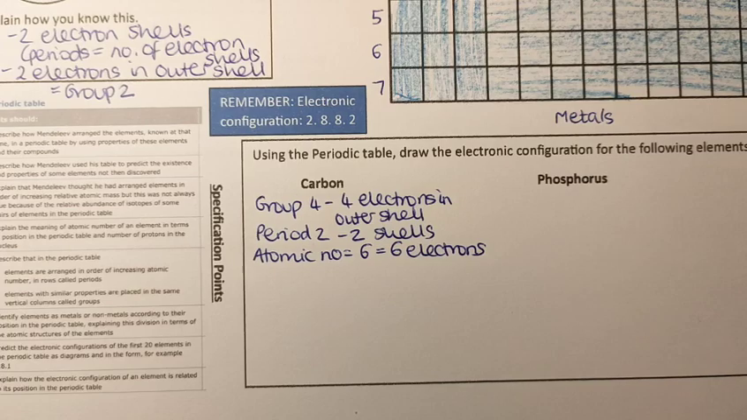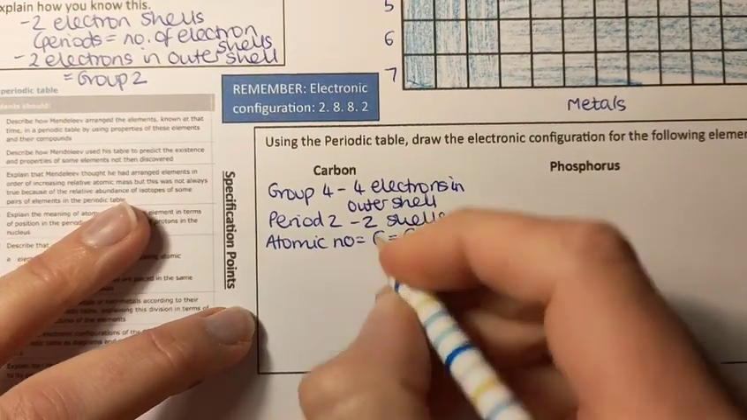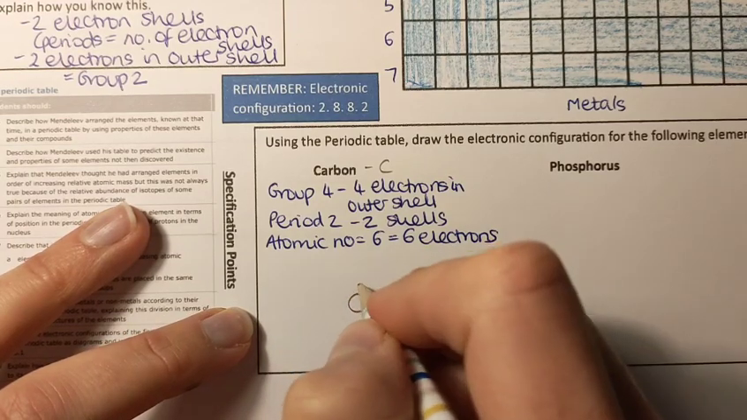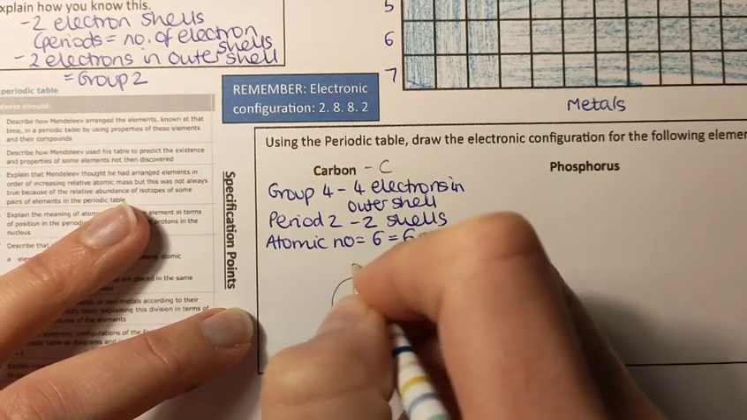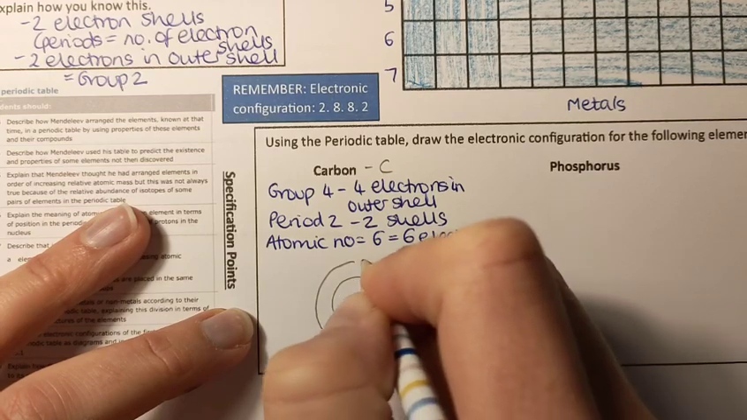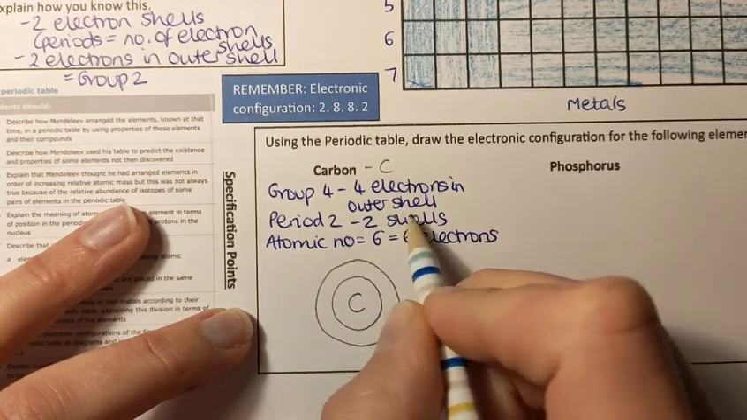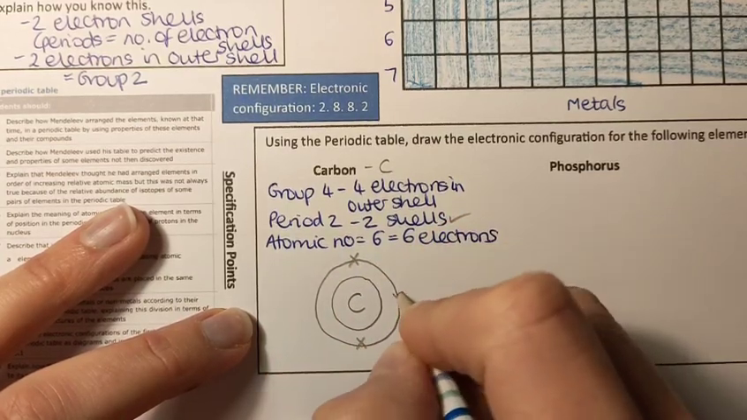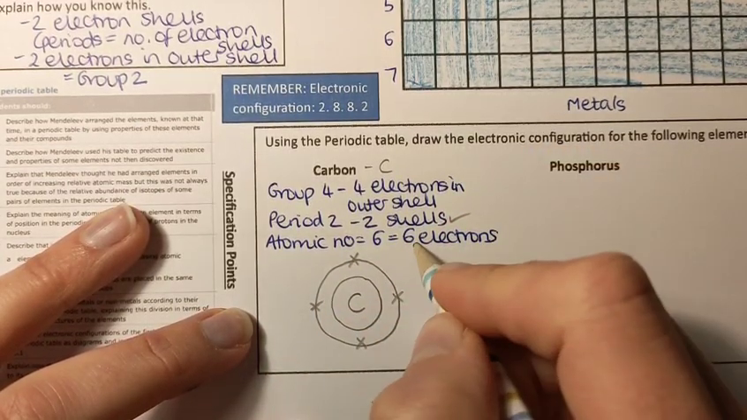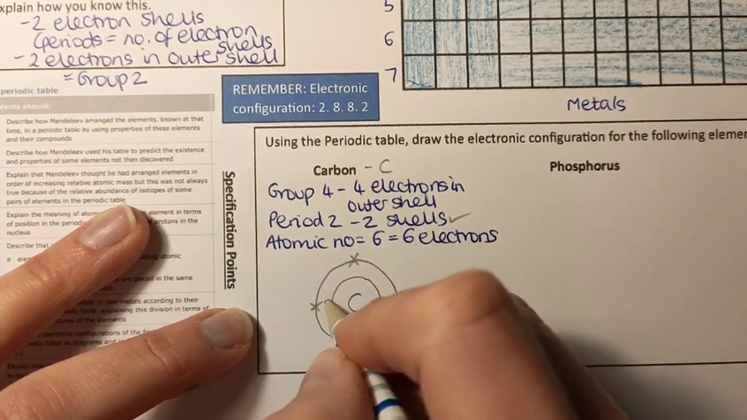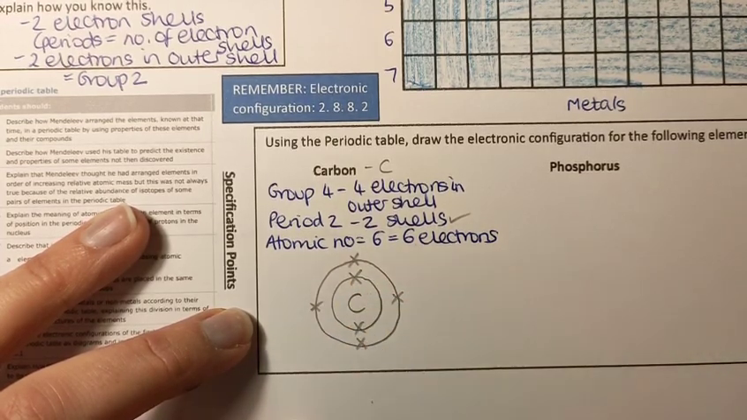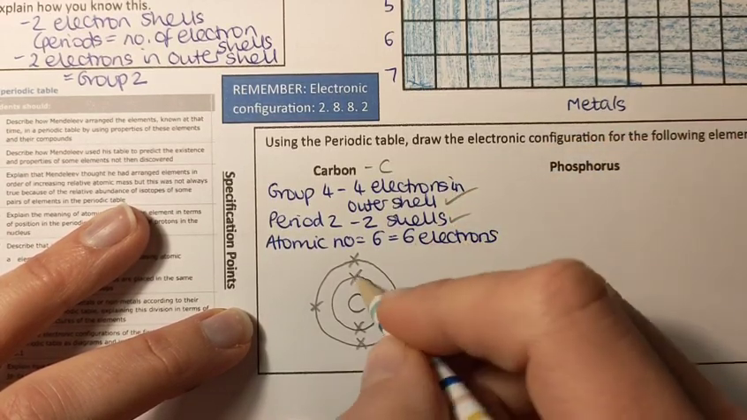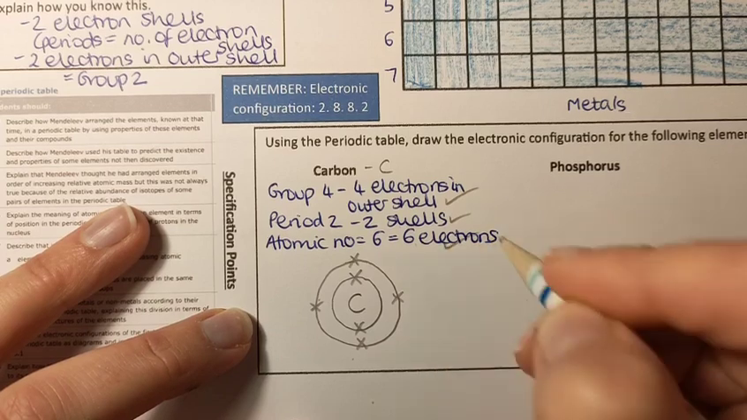Okay, so I'm going to use my pencil for this. I'm going to write carbon, which is C, there. I know there are 2 shells, so I'm going to do my best to draw 2 quite even looking circles. There are 4 electrons in the outer shell, so 1, 2, 3, 4, and 6 in total, so I have to put 2 in the first one. Just going to double check. So 4 electrons in the outer shell. Yes, 6 electrons in total.